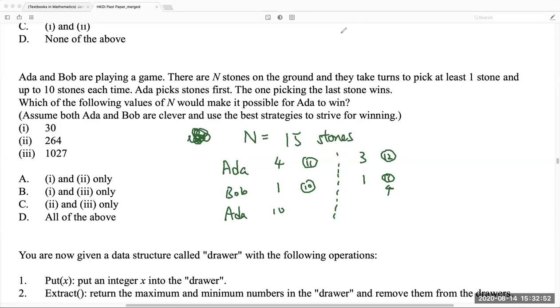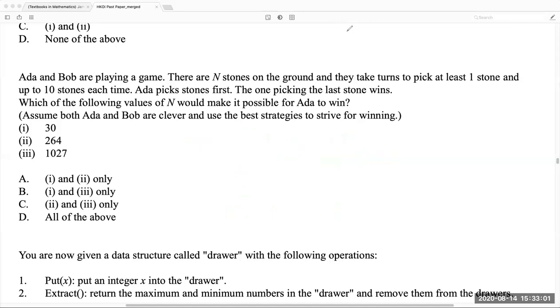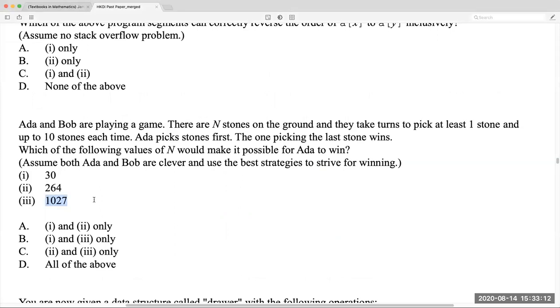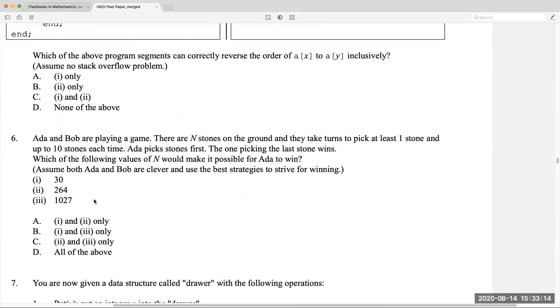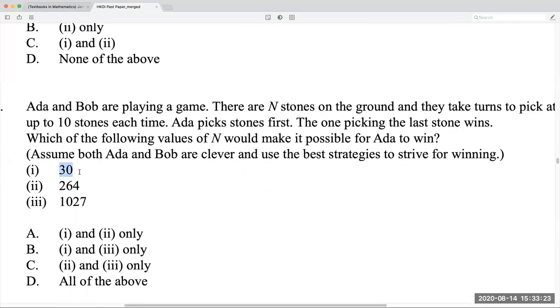Then you try to make up some rules for this game. I forget. It seems it's about the multiple of 9. I forget about it already. So maybe you can try to make up some. Because for 1027, it's impossible for you to think about it. But for 30, it's still fine. It's not a large number.